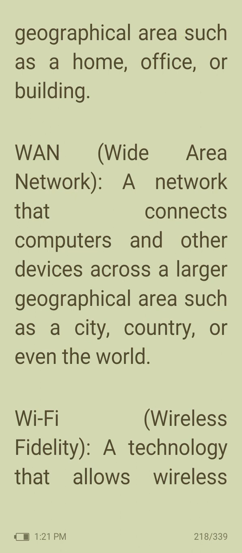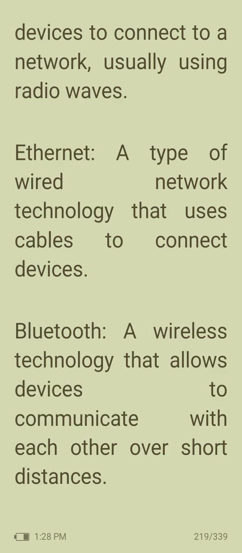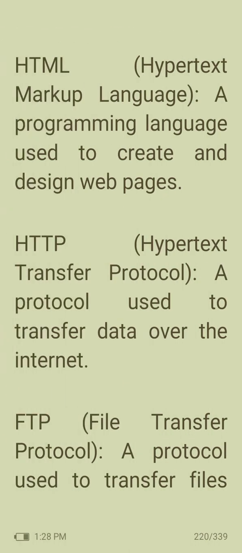Next, wide area network, a network that connects computers and other devices across a larger geographical area such as a city, country or even the world. Then Wi-Fi, wireless fidelity, a technology that allows wireless devices to connect to a network, usually using radio waves. Ethernet, a type of wired network technology that uses cable to connect devices. Then Bluetooth, a wireless technology that allows devices to communicate with each other over short distances.